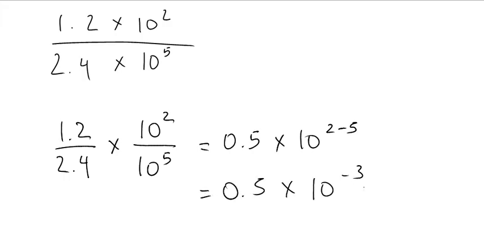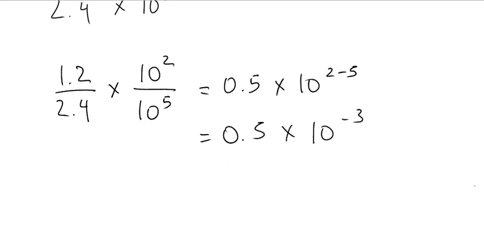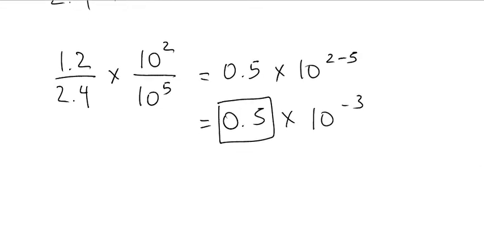Now again, this is not scientific notation. Why? Because this here is smaller than 1, and we said that our mantissa had to be between 1 and 10. So how would we do it in this case?